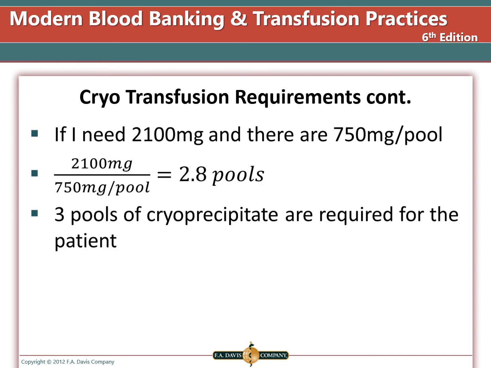If we need 2,100 milligrams and there's 750 milligrams per pool, we will divide 2,100 milligrams by 750 milligrams per pool, and this equals 2.8 pools. Then we round up to 3 pools since we can't really give part of a pool.